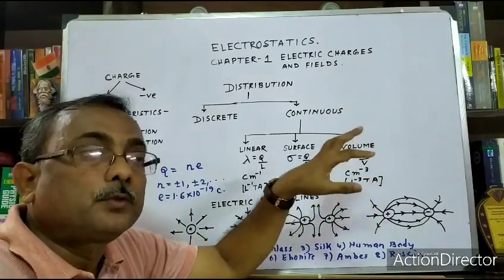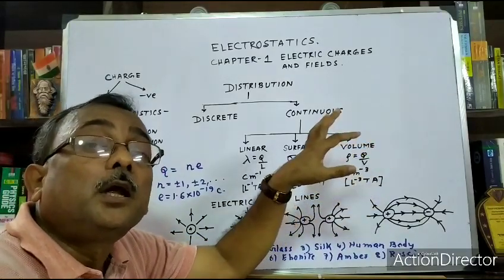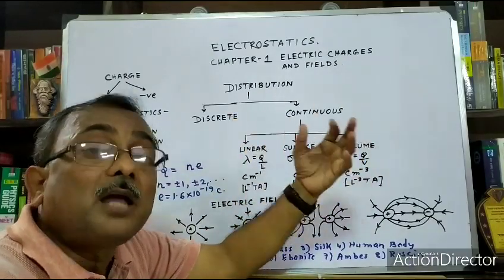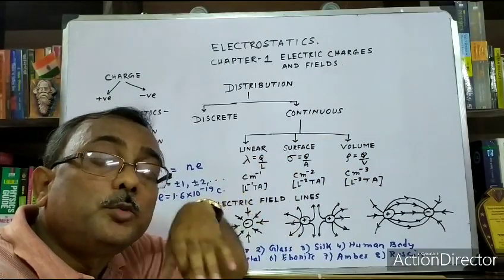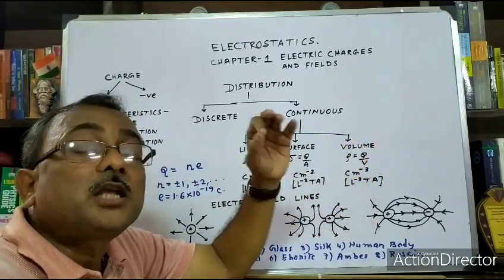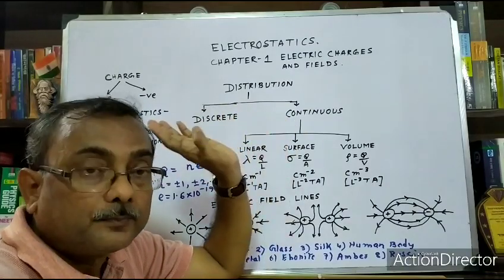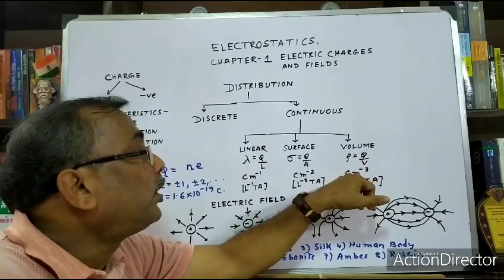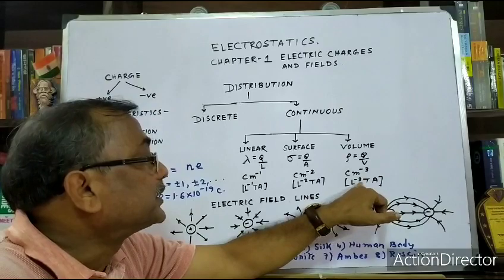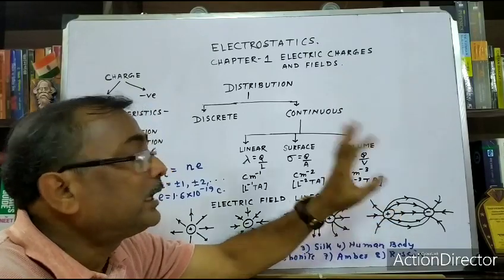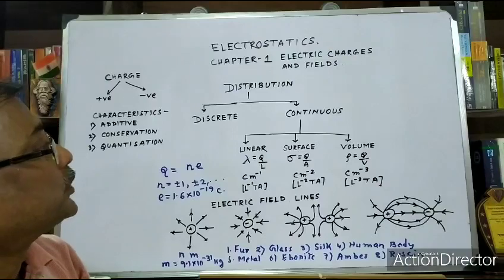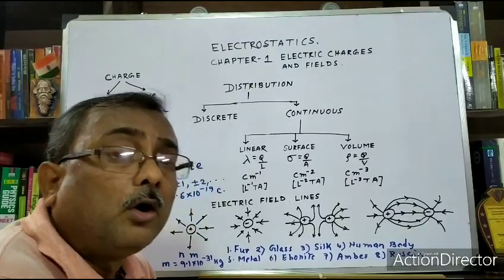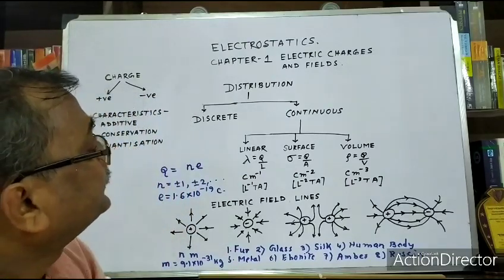The third uniform distribution is cubical, or volume distribution. When a charge is given to a three-dimensional body, and if the charge is distributed uniformly, then the charge per unit volume of the body will remain constant and is denoted by rho equals Q by V. Its unit is coulomb per meter cubed, and the dimension is L^-3 TA. So these are the three types of distribution of charge in case of continuous distribution of charge.